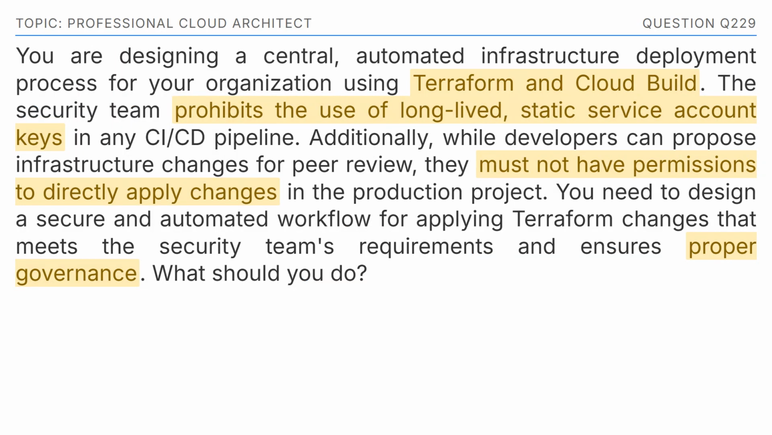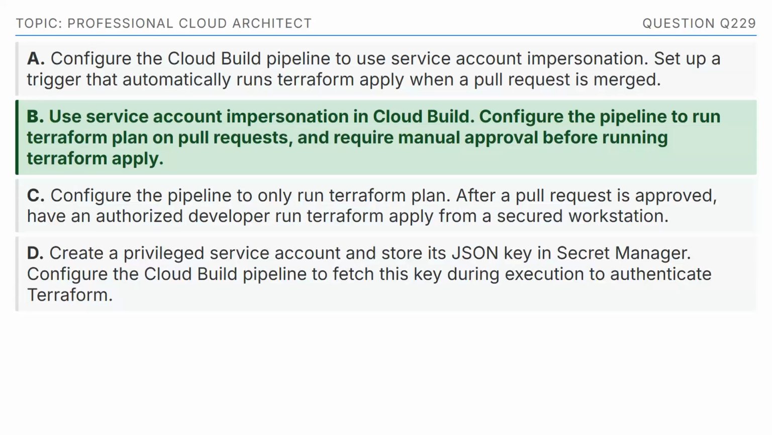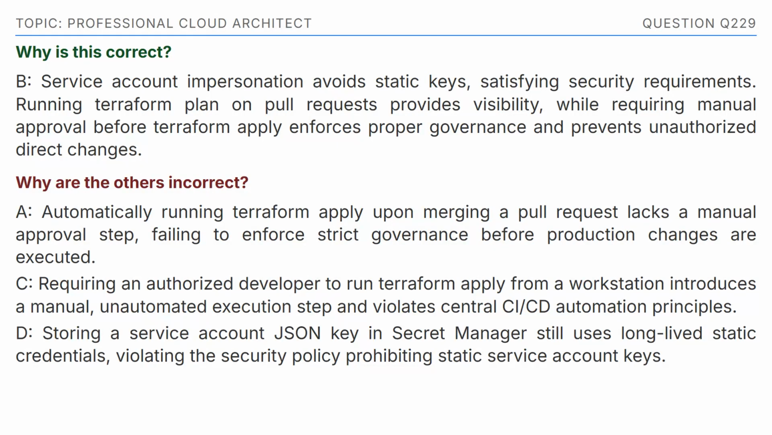To arrive at the correct answer, we focus on the keywords: Terraform and Cloud Build, prohibits the use of long-lived, static service account keys, must not have permissions to directly apply changes, proper governance. The correct answer is option B, use service account impersonation in Cloud Build. Configure the pipeline to run Terraform plan on pull requests, and require manual approval before running Terraform apply. Why is this correct? B. Service account impersonation avoids static keys, satisfying security requirements. Running Terraform plan on pull requests provides visibility, while requiring manual approval before Terraform apply enforces proper governance and prevents unauthorized direct changes.